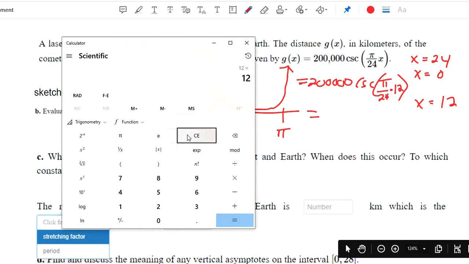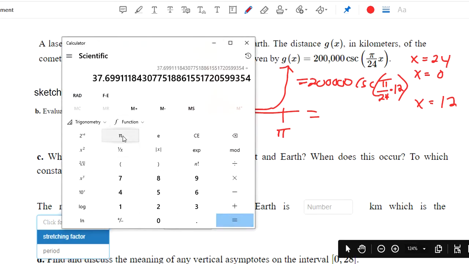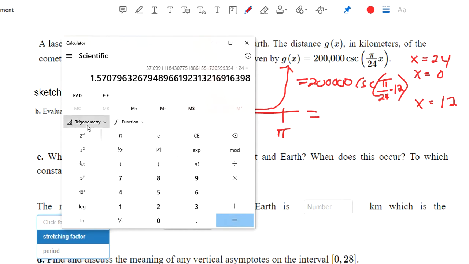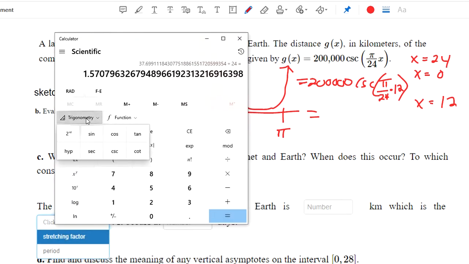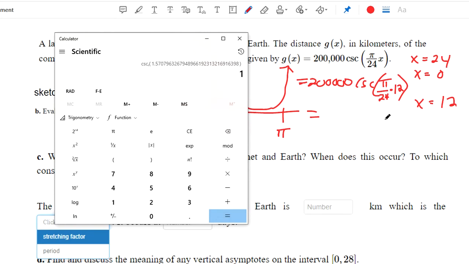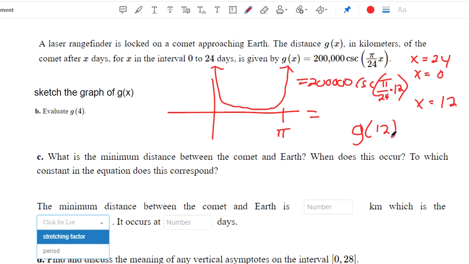I'm going to do 12 times pi divided by 24, and I'm going to hit trig. I'm already in radians. Make sure you're in radians, okay? Because if we're using pi, it's probably safe to assume that we're talking about radians for x. So hit trigonometry, then go to cosecant. That gives us 1. And then 1 times 200,000 gives us 200,000 for the y variable. So g of 12 gave us 200,000, because this is 1, and 1 times 200,000 is 200,000.